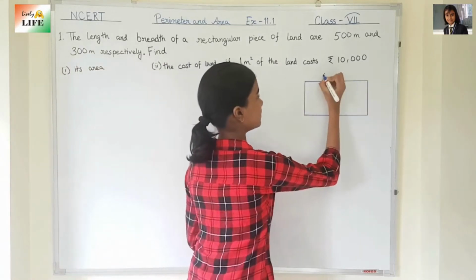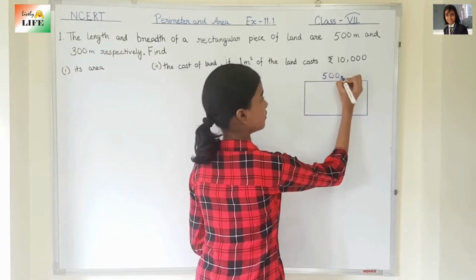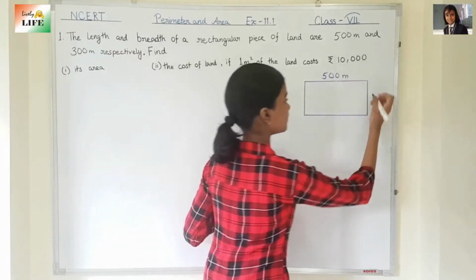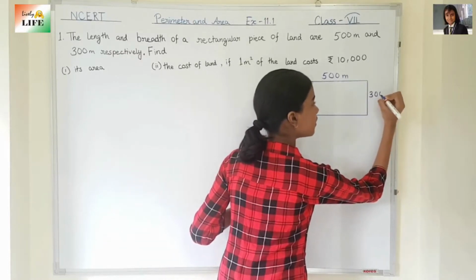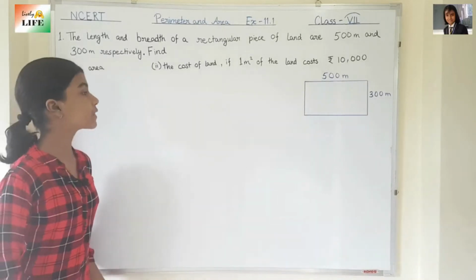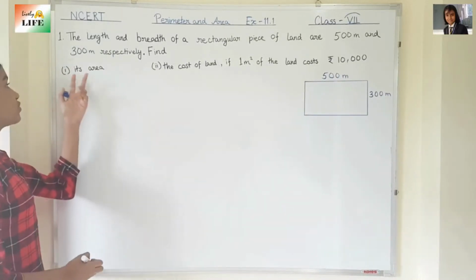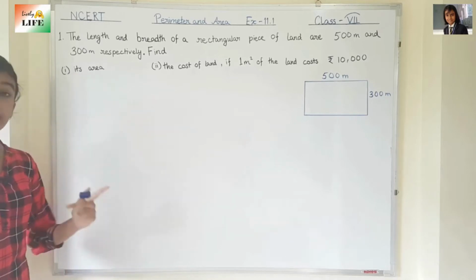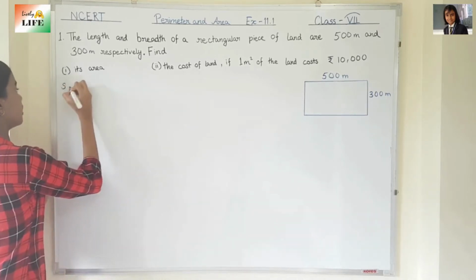This is the length, 500 meter, and the breadth, 300 meter. Okay. Now what we need to find out? We need to find out its area. So solution.